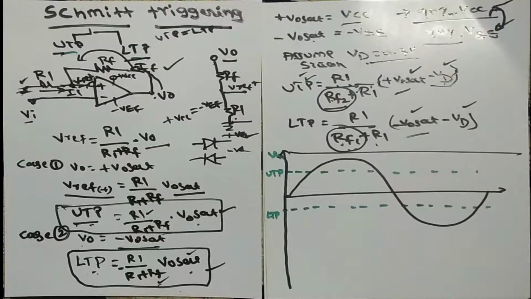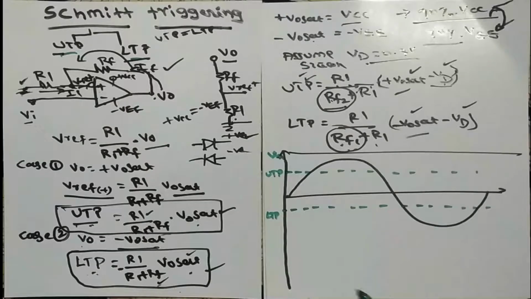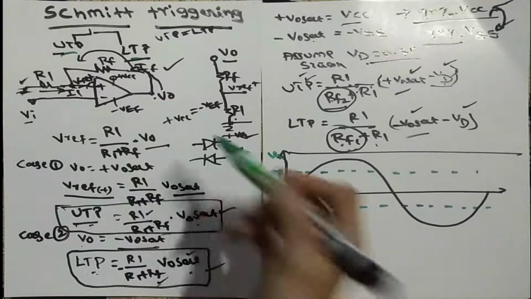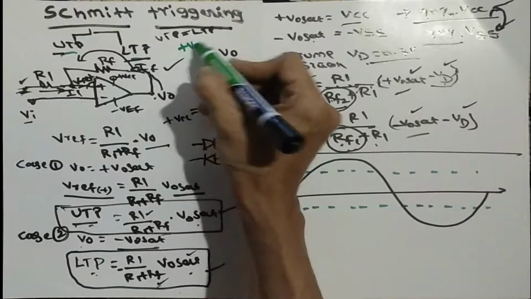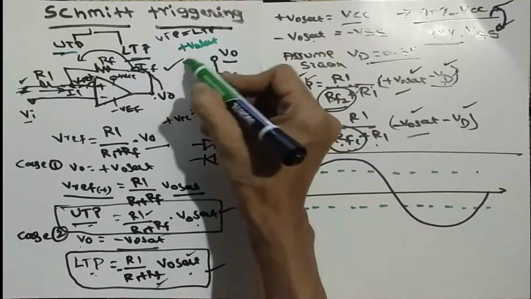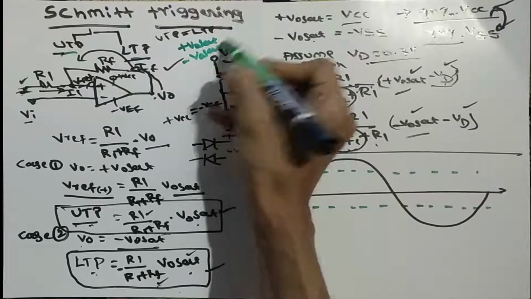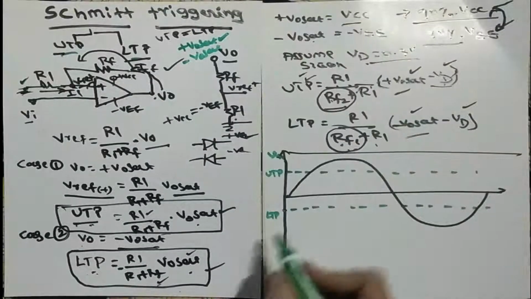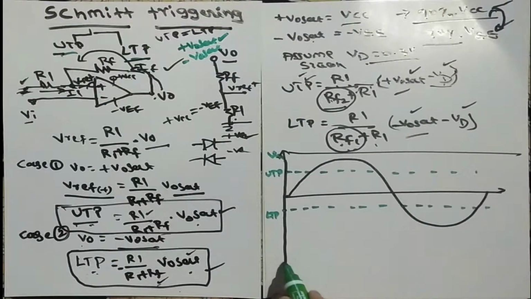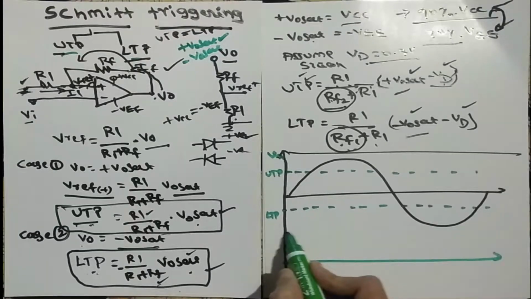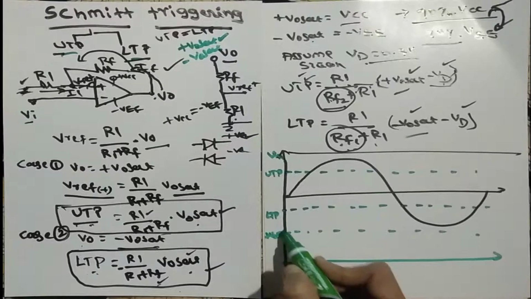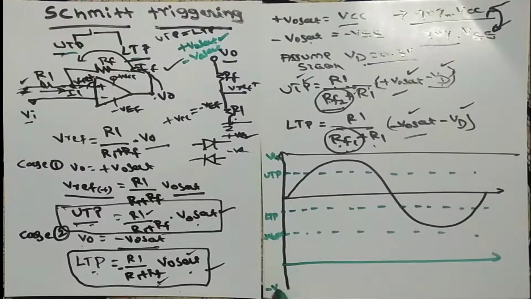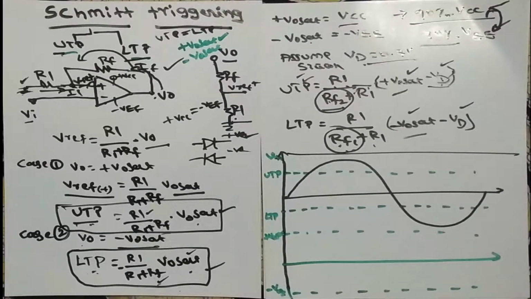Now what type of output will I get for this? We know there are two types of output: either we get plus V0 saturation, or we get minus V0 saturation. Yes or no? It is either this one or the other one. So we take one reference point. This point we call plus V0 saturation, and this one we call minus V0 saturation. Now in between these it has to lie.